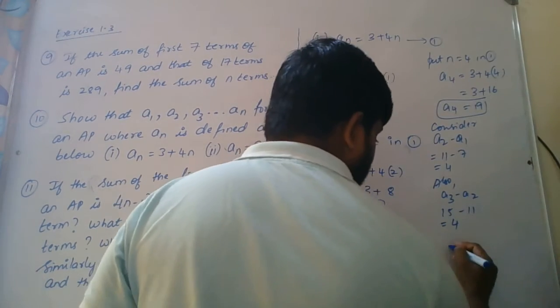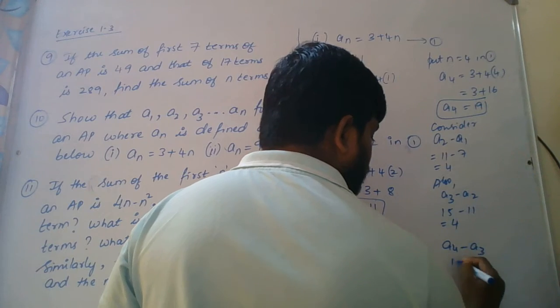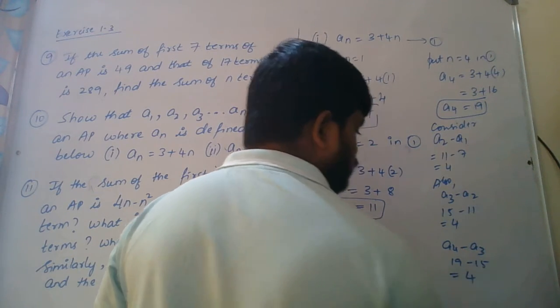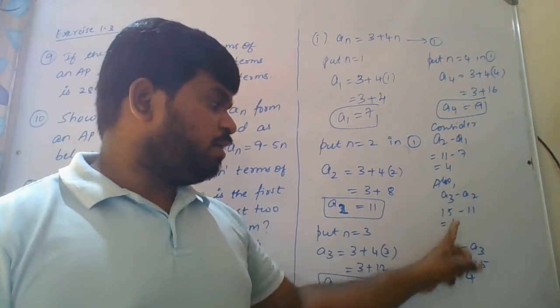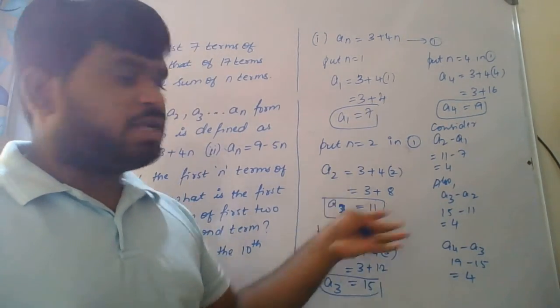Similarly, you consider A4 minus A3. That is 19 minus 15. That is also 4. You're getting a common difference all the time. 4 is the common difference. Therefore, this forms an AP.